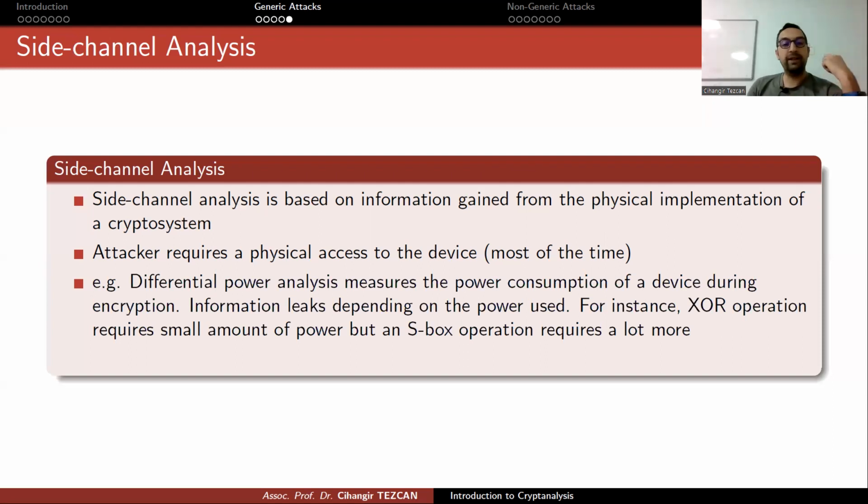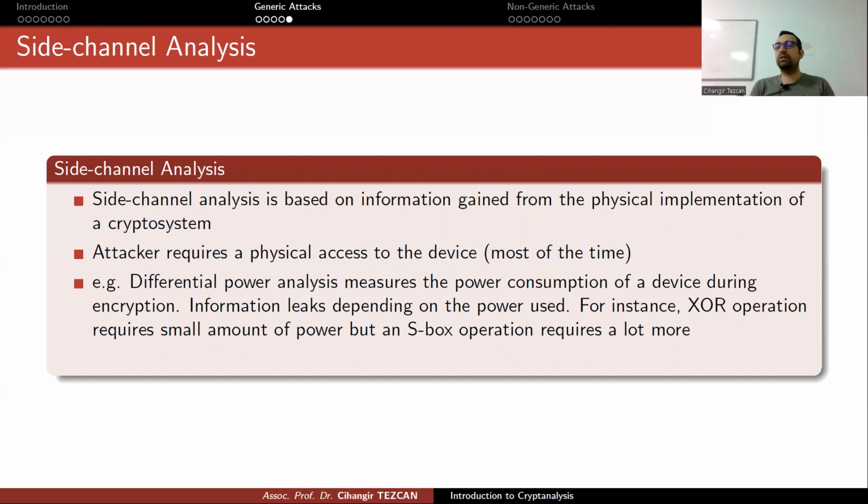For example, differential power analysis measures the power consumption of a device during encryption. Information leaks depending on the power used. For instance, an XOR operation requires a small amount of power, but an SBox operation requires a lot more. So if the operations involve the round key XOR, the operation results depend on round key bits. And if your implementation is not that power sensitive, then we can see what is happening and capture some key bits, just by looking at how much power it consumes. So if I have physical access, I can measure how much power it consumes.